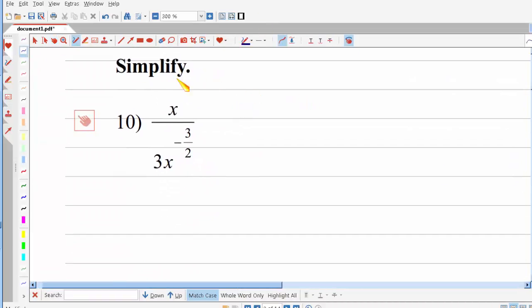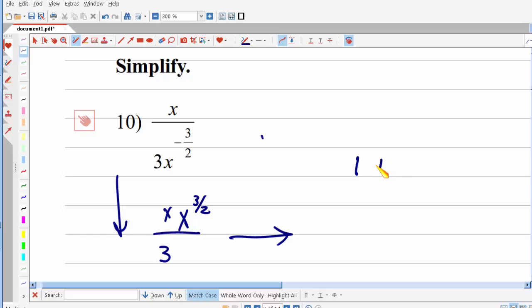Okay, so let's see, x over x to the negative 3/2. So I'm going to go right to the negative exponent rule, which also applies when you have fractions. And I'm going to get x over 3, and then that's going to be x to the 3/2. Now I'm going to use the product rule. And the product rule means I have to add those exponents. So this one's similar to the last problem.